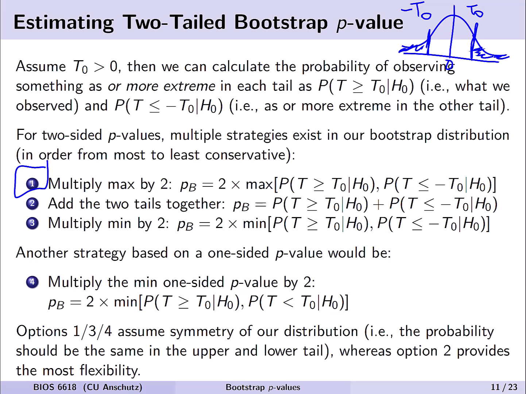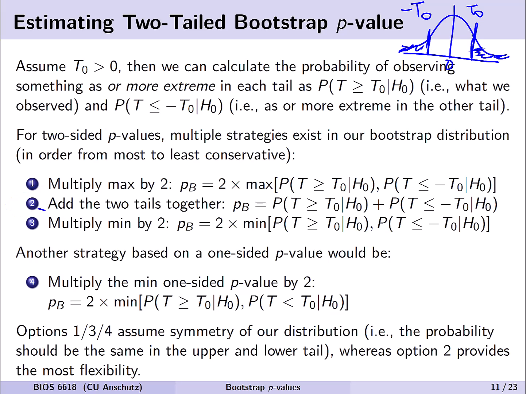Now, option 2, on the other hand, allows for asymmetry in the tails. Essentially, we just add the two tails together, so if we had 10% in the top tail and 14% in the bottom tail, we would add that to be 24%, or 0.24, for our p-value. This again allows for asymmetry, so we don't force any assumption that the distribution, whether we plot it or look at it or not, is or is not symmetric.